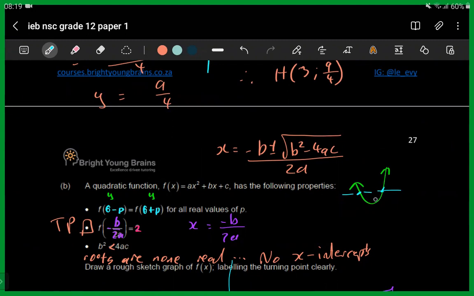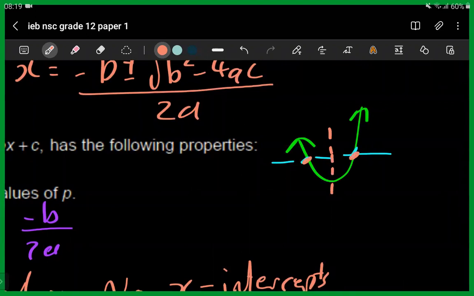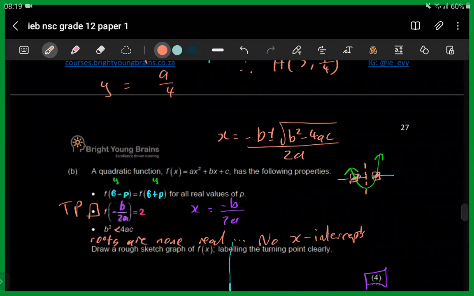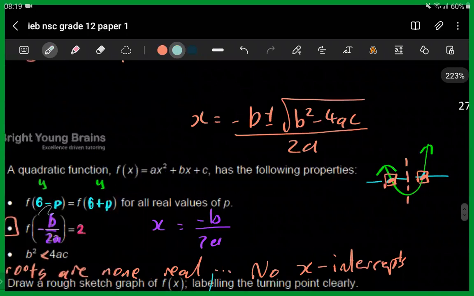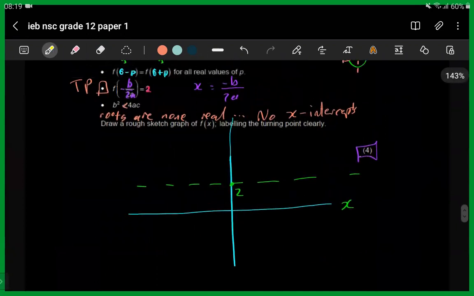So if that's the case, you have to remember your turning point is always in the middle of two values on your parabola. The x value of your turning point is always in the middle of two values on your parabola. So what you already know about your parabola is that the point where the x value is 6 minus p is going to be on the left here, and 6 plus p is going to be on the right here, potentially, or vice versa. It doesn't matter. All we know is the middle of those 2 points is the x value of the turning point.